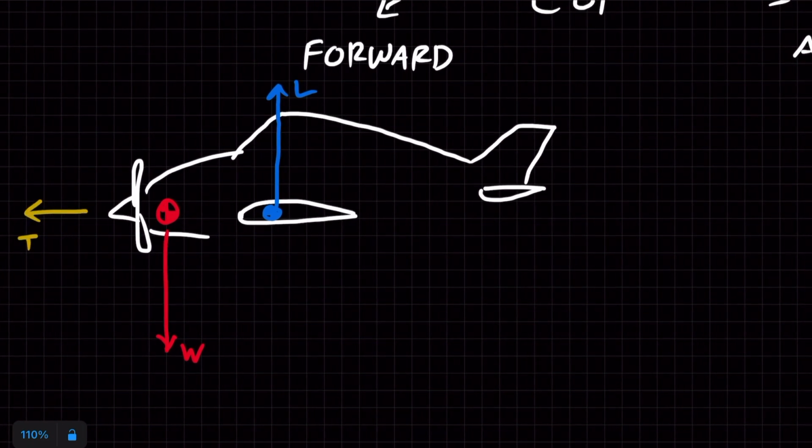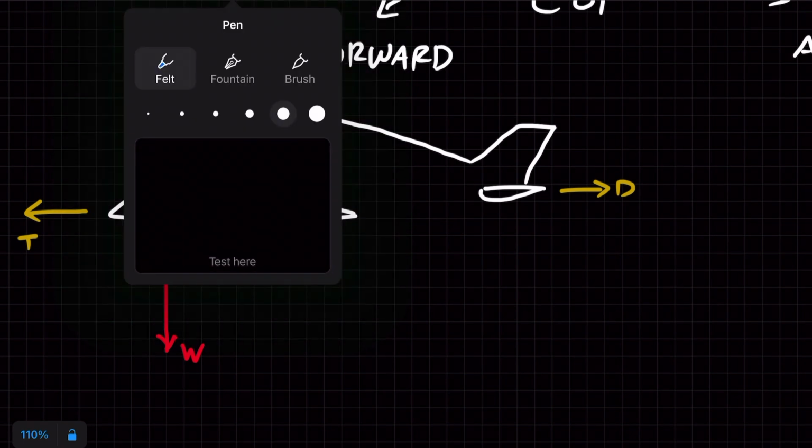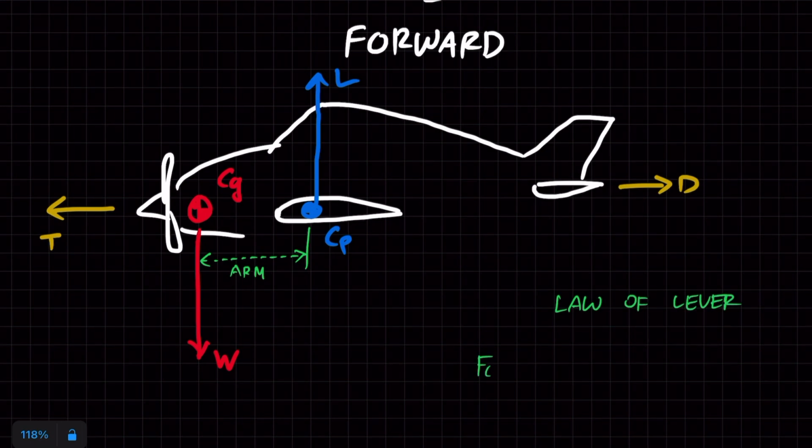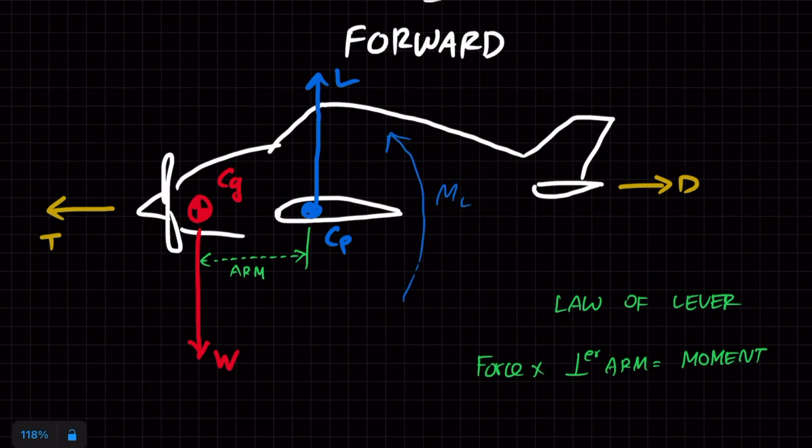Then you have thrust and drag. Now the weight and the lift do not exactly act opposite to each other on the same point. They act on different points. Weight acts on CG, whereas lift acts on CP, center of pressure. This creates an arm difference between CG and CP. And the law of lever states force times perpendicular arm creates moment. So lift times arm creates moment due to lift, which acts around CG in this direction, which causes the nose of the airplane to dip.